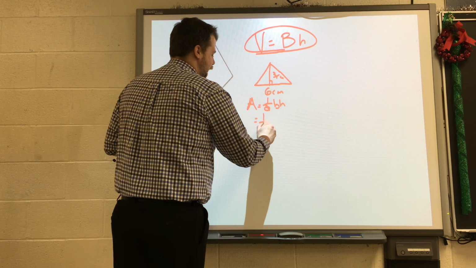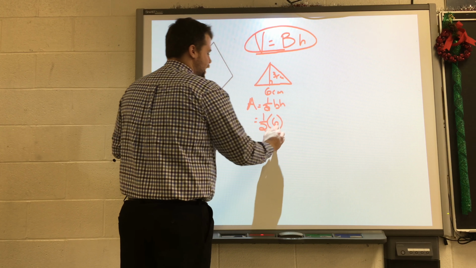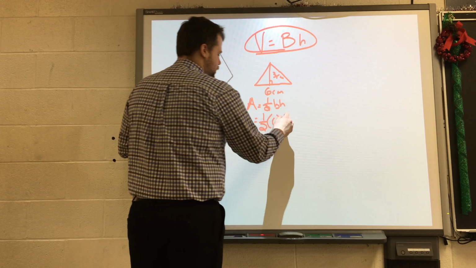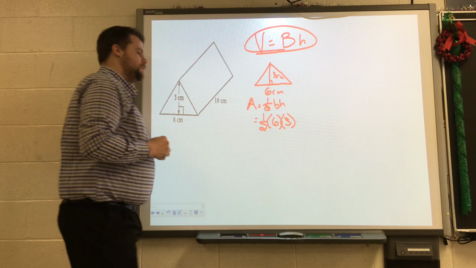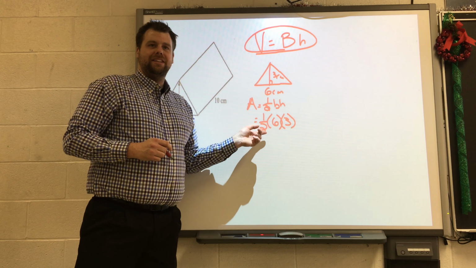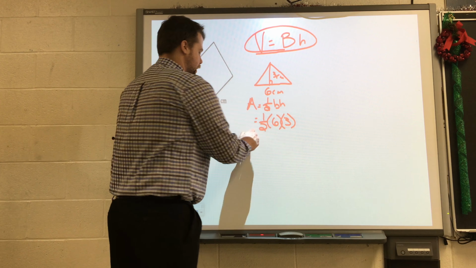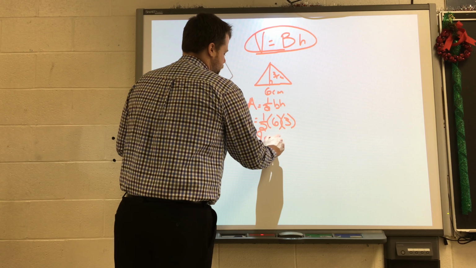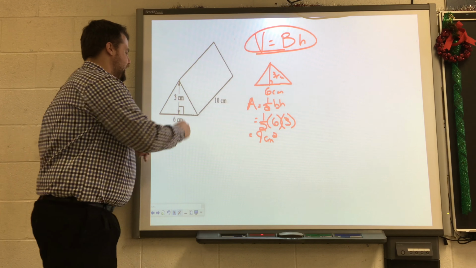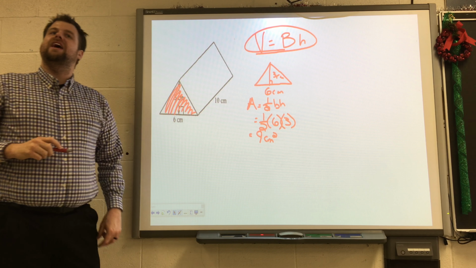Okay, so 1/2 times the base is 6 centimeters. The height is 3 centimeters. 1/2 times the base, 6, times the height, 3. 1/2 times 6 is 3. 3 times 3 is 9 centimeters squared. That is the area of the base. Right there. That's what we just found.